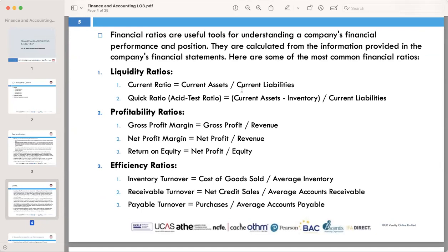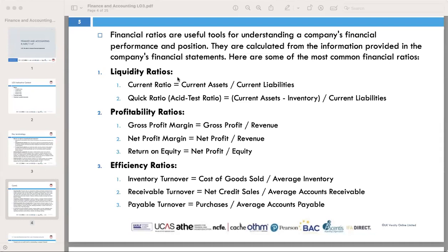Current ratio, how to calculate it? The current ratio shows the company's ability to pay its short-term debts. It is calculated by dividing current assets like cash, inventory, and accounts receivable by current liabilities such as loans and accounts payable.